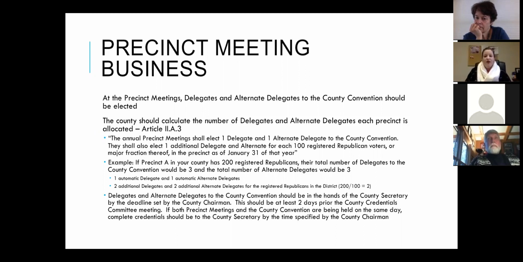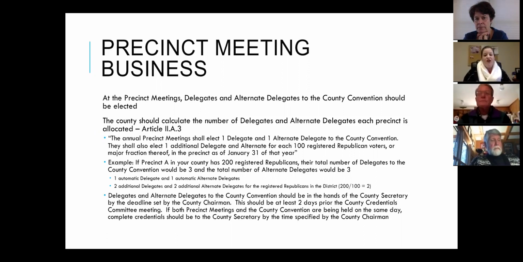The county chairman, or whoever the county chairman asks to do it, will need to calculate the number of delegates and alternate delegates that come from the precinct level to the county convention. Each precinct gets one delegate and one alternate delegate automatically, and then you should calculate the remaining delegates based on one additional delegate per 100 registered Republican voters in that precinct, and one additional alternate delegate per 100 registered voters as well. That is all as of January 31st. So what you can do is go to your county board of elections and ask them for a breakdown of the registered Republicans by precinct in your county as of January 31st, and they should be able to give you that information.